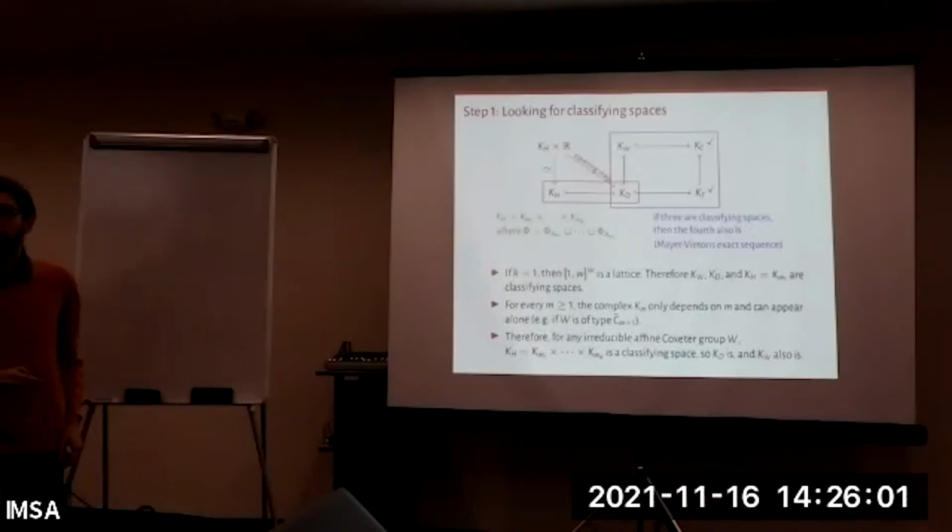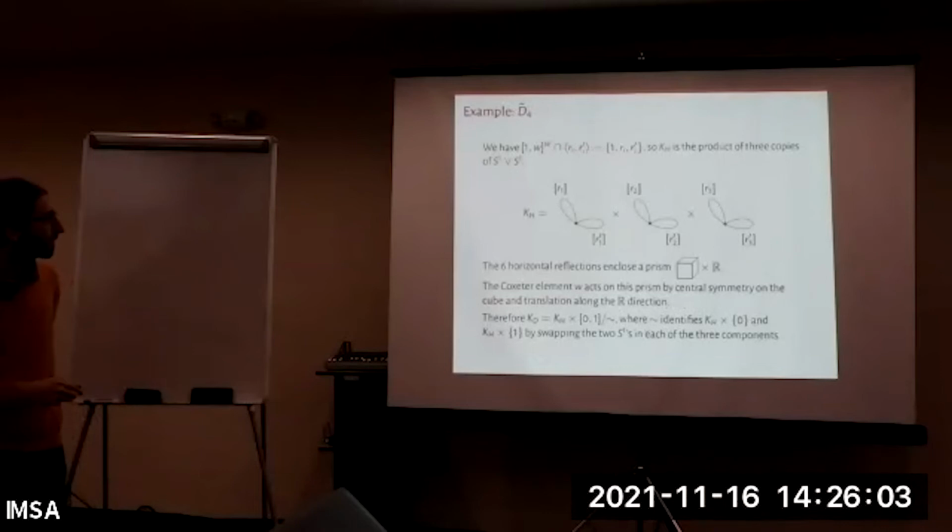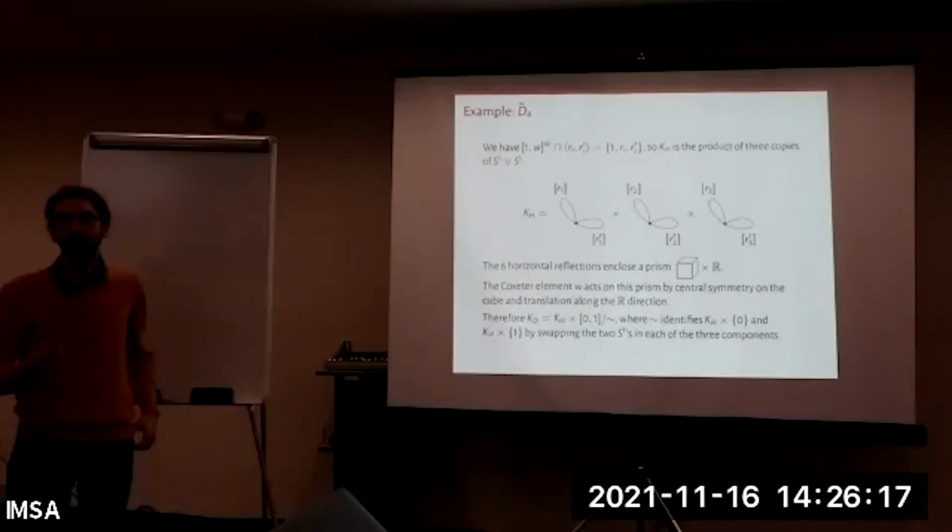Yes. Okay, go to the next slide. You said something, there is a product. Oh, KH is a product, but not KD. KD is some kind of mapping torus, right? Yes, exactly. So it's not a product. KD is not a product, yes. But KH is, which is the important thing.